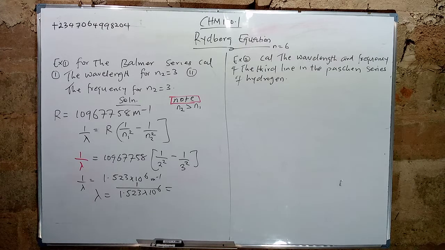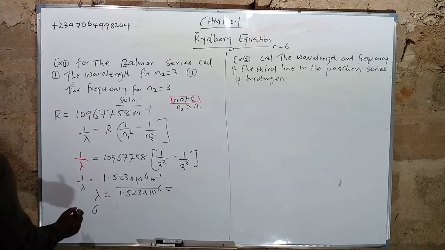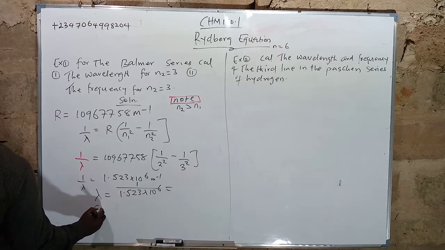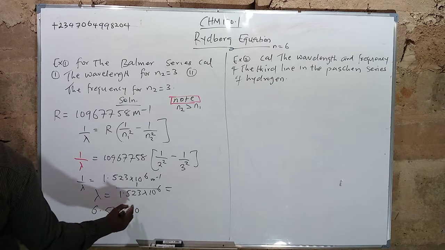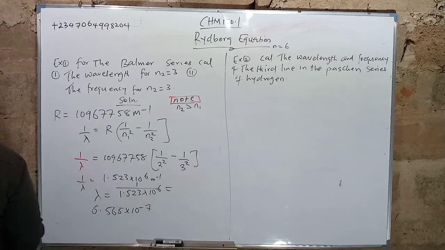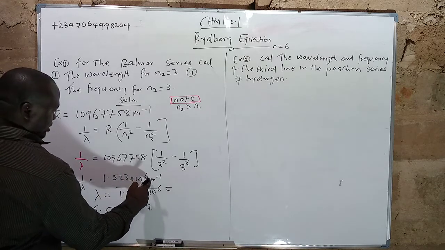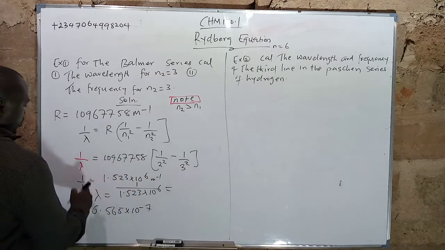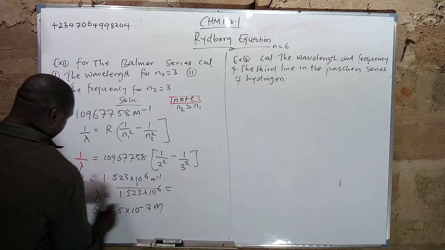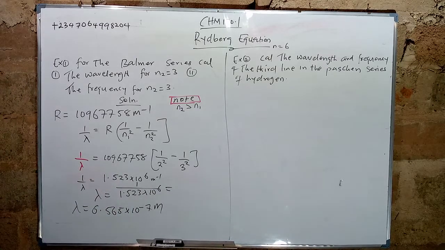If you press the inverse, what you should get is 6.565 times 10 raised to the power of minus 7. That's what you should get as your answer. And remember, this is in inverse meters, so once you invert it, your answer will turn to meters. So the answer is in meters. That should be your answer.